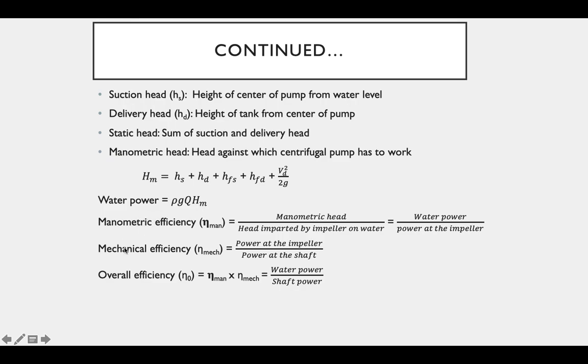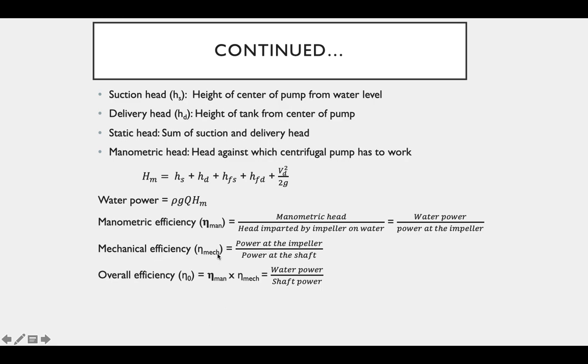So now we have three efficiency terms. One is manometric efficiency. Manometric efficiency is the ratio of manometric head to the head imparted by the impeller on the water. It can also be written as water power divided by power at the impeller.